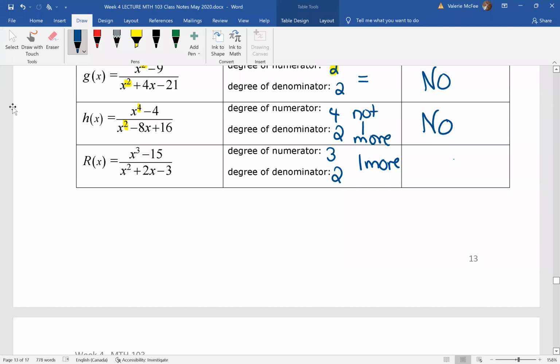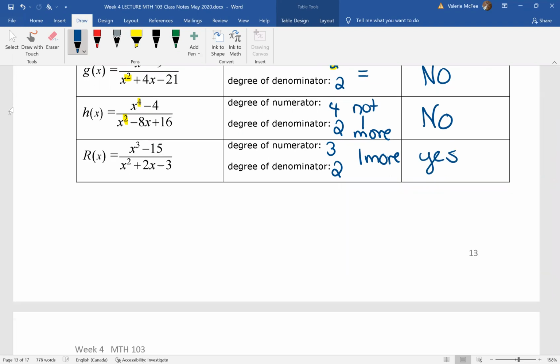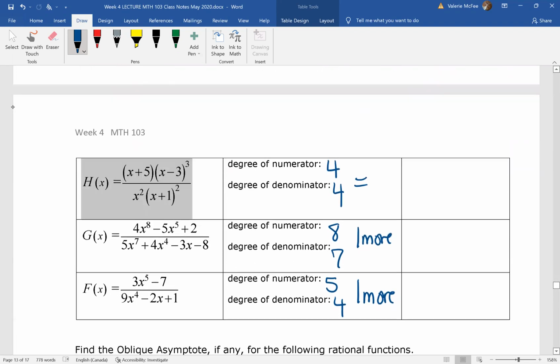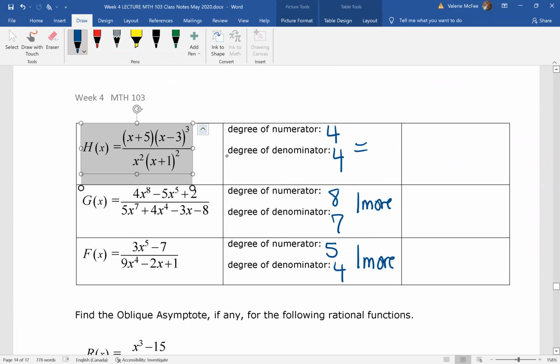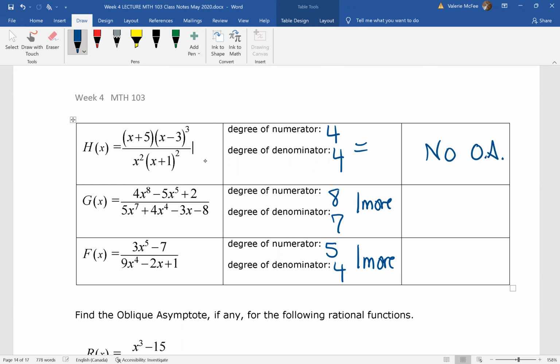For the R of X, we see that the degree of the numerator is 1 more. So yes, there will be an oblique asymptote. The H of X, the degree of the numerator is equal to the degree of the denominator. No oblique asymptote. For both G of X and F of X, the degree of the numerator is 1 more. So these will both have oblique asymptotes.